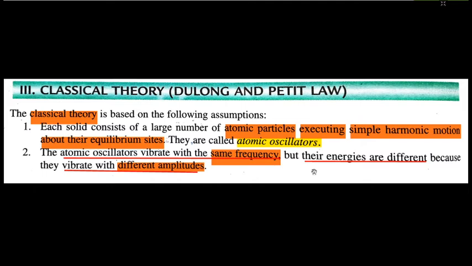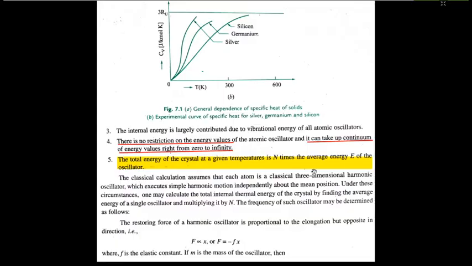ओके सो तीन एजम्पशंस हुए, एक तो एटॉमिक हार्मोनिक ऑसिलेटर्स हैं, वो सिंपल हार्मोनिक मोशन दे रहे हैं, all vibrate with the same frequency but they may have different amplitudes as they have different energy. Once they have different energy, you can think their internal energy is largely contributed by the vibrational energy. So when their internal energy is absorbed it will increase, and therefore they make a large contribution to the vibrational energy.